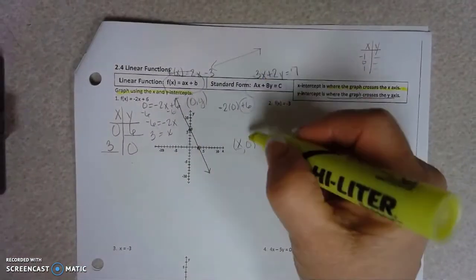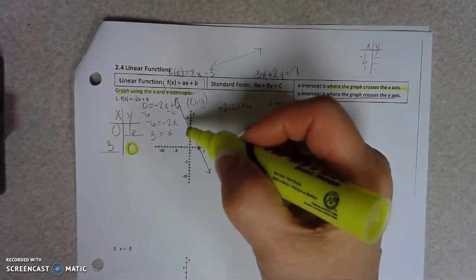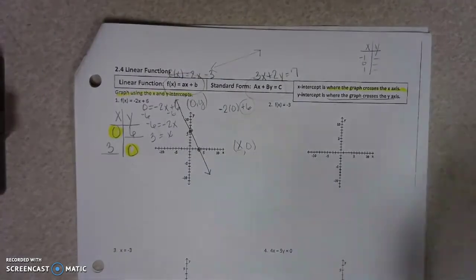Remember, on the x-intercept, y is always 0. The y-intercept, x is always 0. If you know that, then you can just plug in and find the other values.